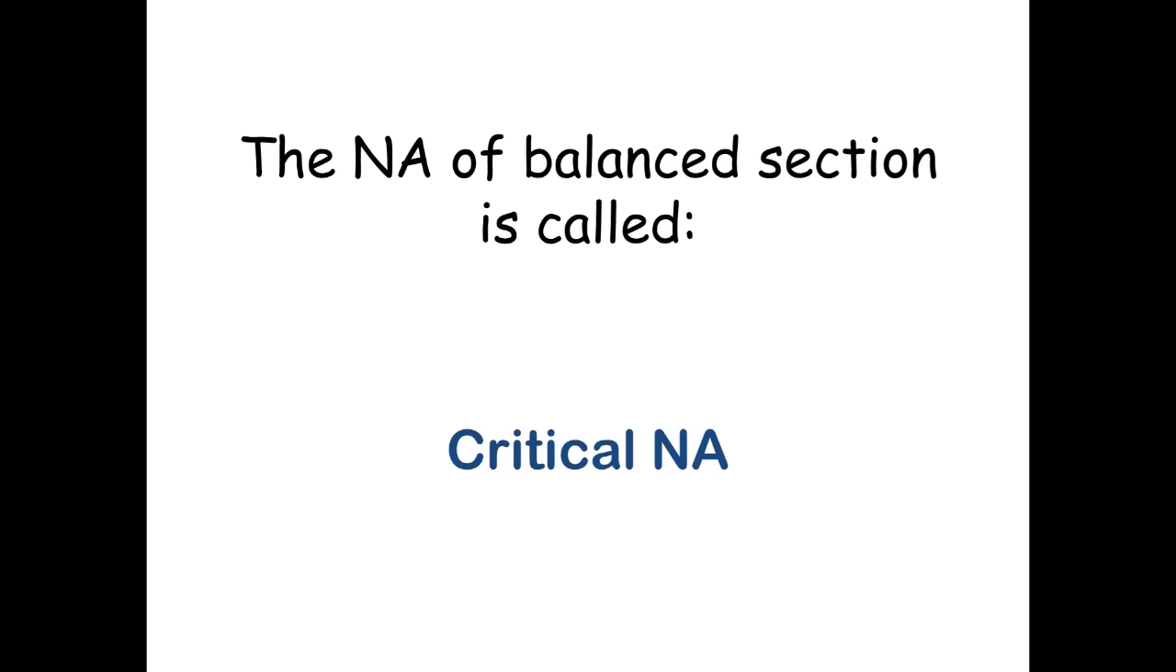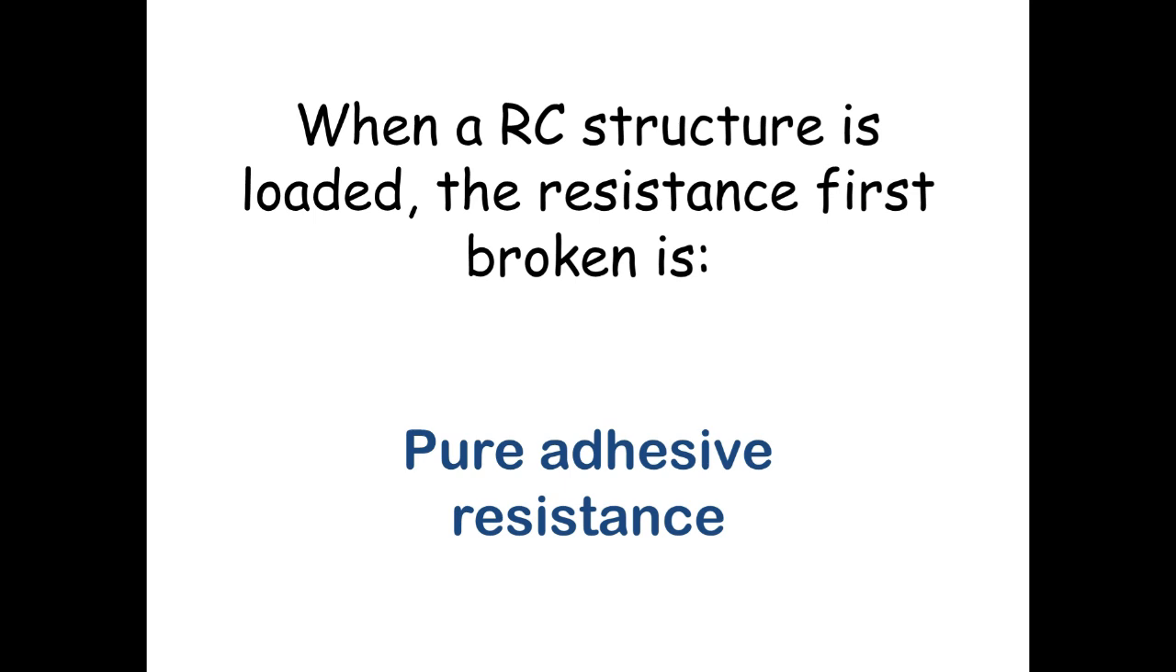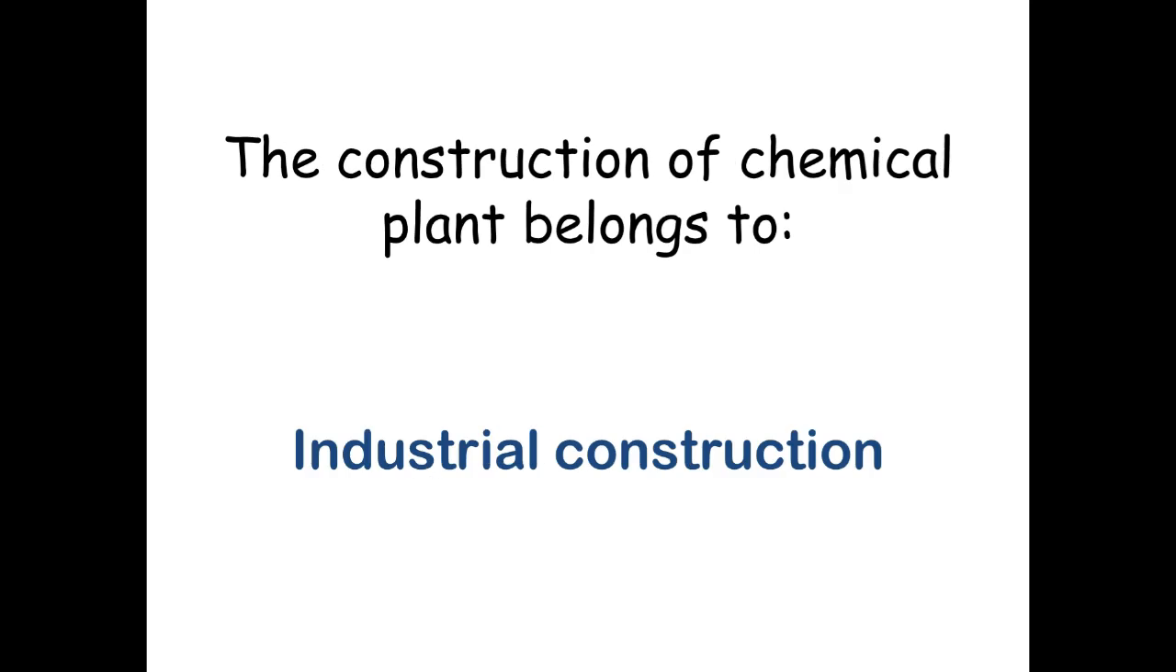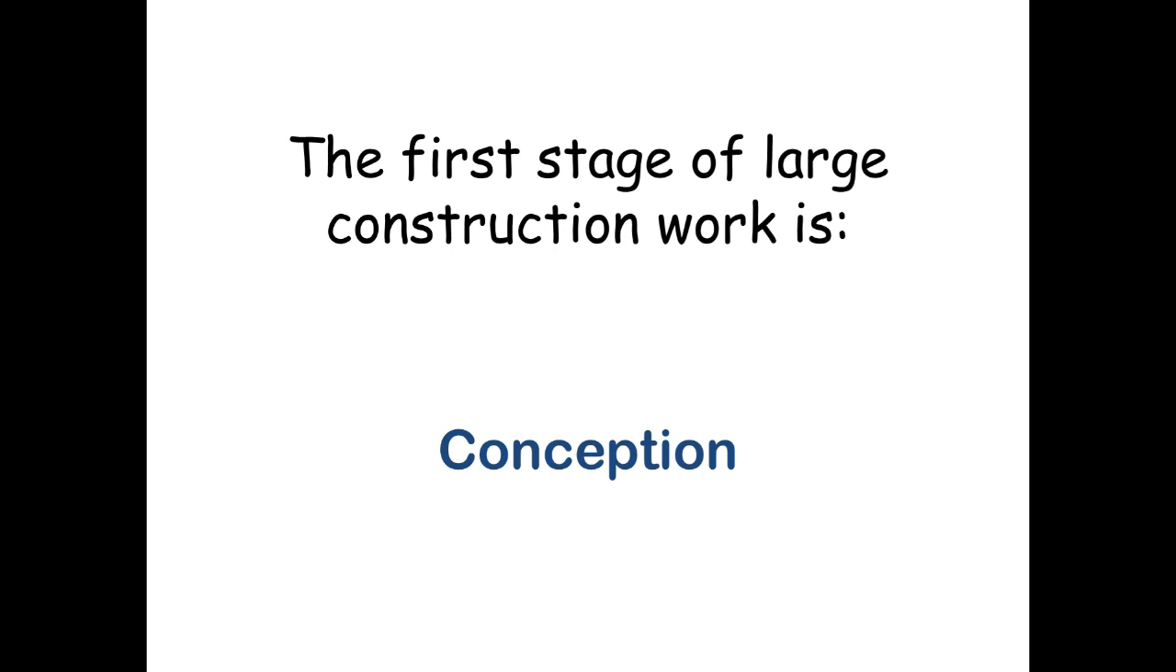The neutral axis of balanced section is called critical neutral axis. When a RC structure is loaded, the resistance first broken is pure adhesive resistance. For reinforcing bar in compression, the average bond stress can be increased by 25%. The construction of chemical plant belongs to industrial construction. The first stage of large construction work is conception.